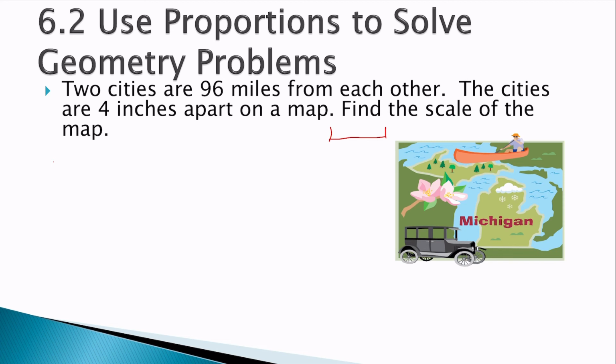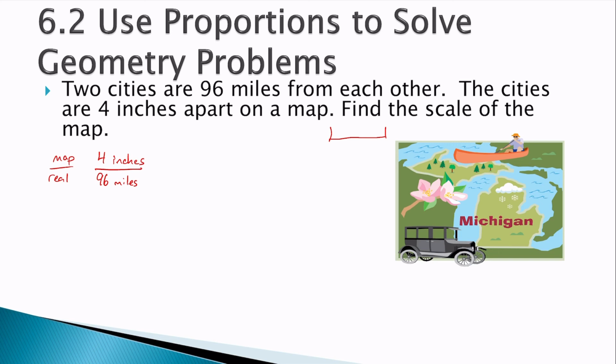So let's set up a proportion. So let's have on the map over the real thing. So on the map they are 4 inches. The real thing is 96 miles. When you set up these proportions, the real usually goes on the bottom.